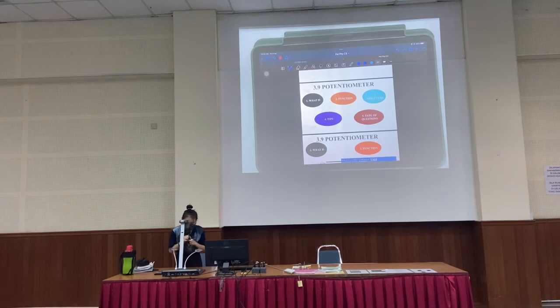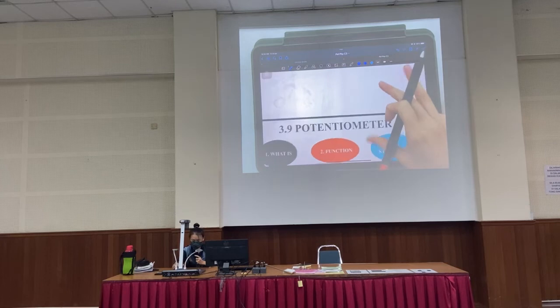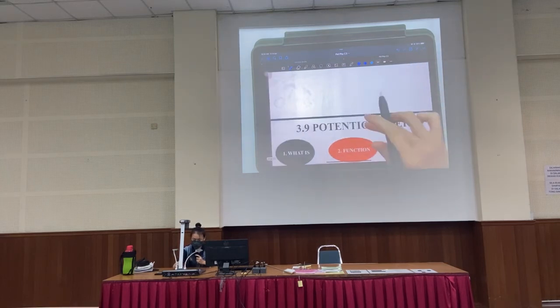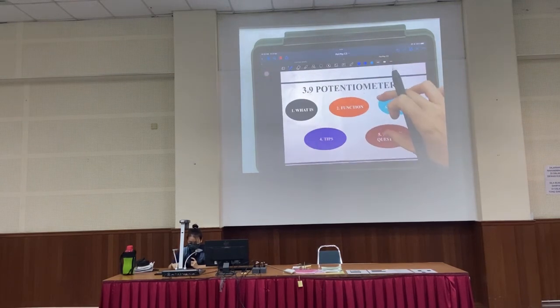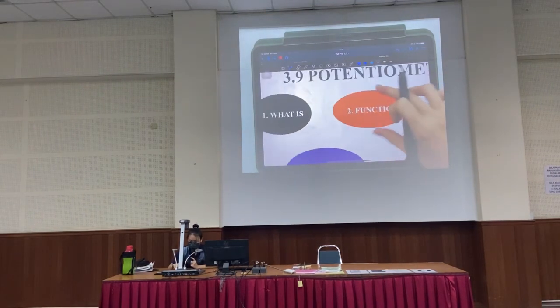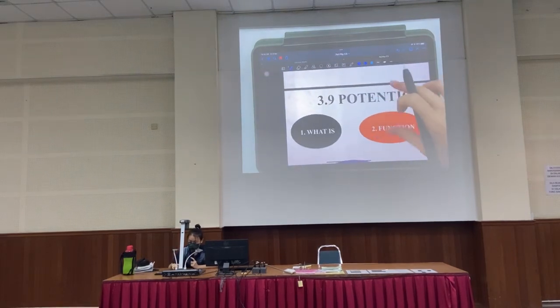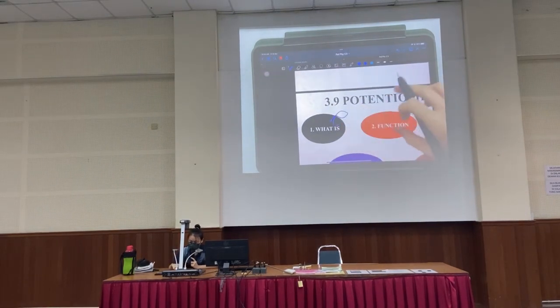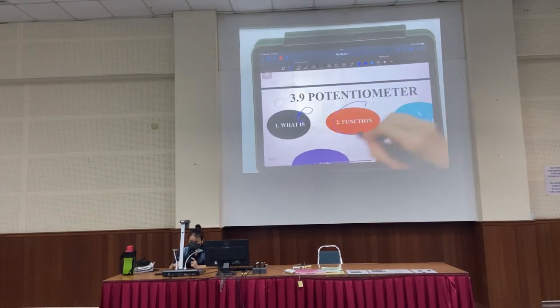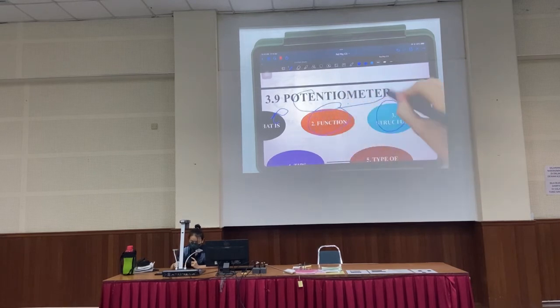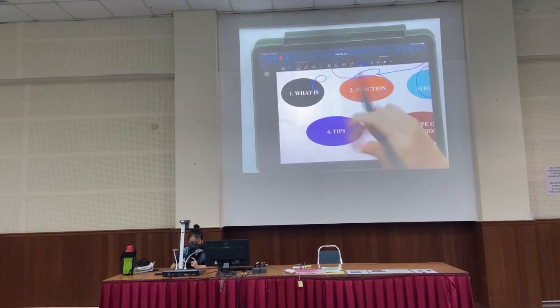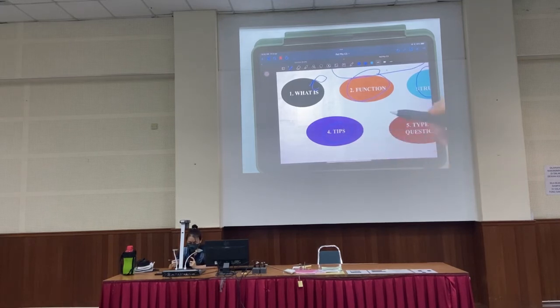Okay, so now we are going to look at 3.9. 3.9 is called potentiometer. So in this subtopic, potentiometer, we have 5 parts to look about. The first part, we will first know about what is potentiometer, and then we will have to look about the functions of the potentiometer. Then we will look into the structure of what is potentiometer. Then the fourth part is tips. What is tips? Later on you guys will know, so please don't skip the video.